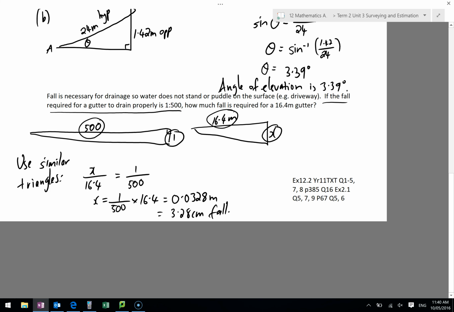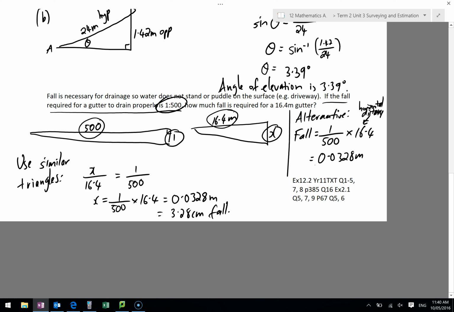Okay, alternatively, if you don't like that idea of similar triangles, I'll put the alternative over here. We can just say the fall will be 1/500. So change this ratio into a fraction and multiply it by 16.4, which is the horizontal distance. And we'll get our 0.0328 meters, or 3.28 centimeters.